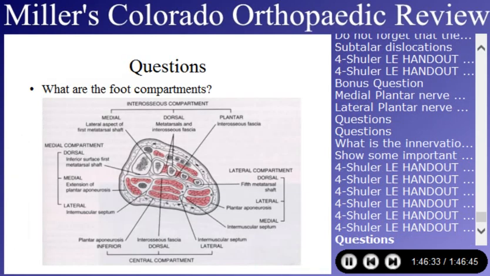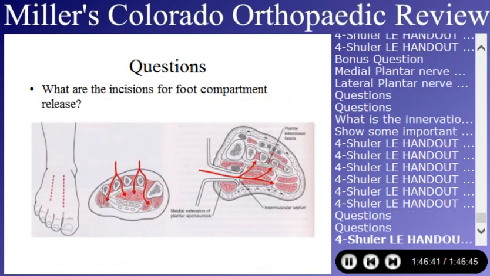Foot compartments, we'll skip over that. It's compartment release, so it's covered in your foot flexor. Incisions are also covered. And good luck on boards.